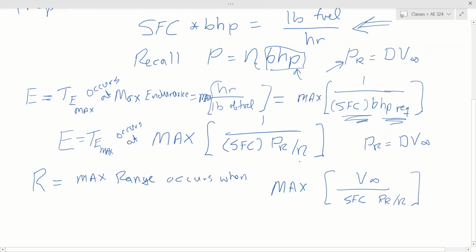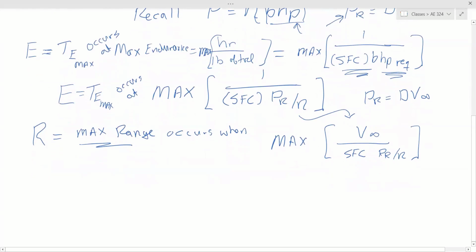So really, we just take the formula up here, multiply it by distance over time. So we're multiplying time by distance over time to get total distance, and that gives us the maximum range. So if you look at these two formulas, the specific fuel consumption is just a number. And so really what we're saying is the maximum endurance occurs when the power required is a minimum. So we already know how to do power required plots, so this is easy to find.